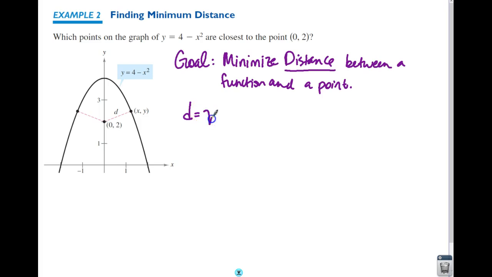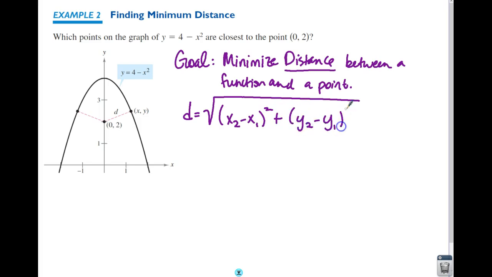I can't remember. It's been a little while. But I think you guys did that in geometry. So you're going to have the square root of x2 minus x1 quantity squared plus y2 minus y1 quantity squared. So I'm trying to minimize this function here, or this equation, but right now it's not really a function because I have too many variables involved.